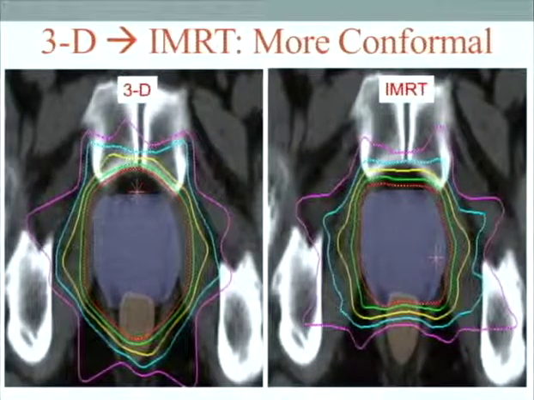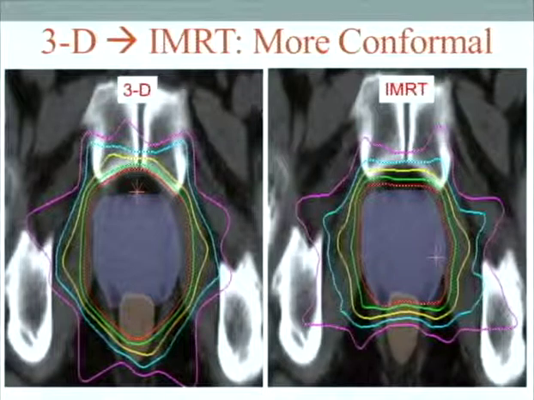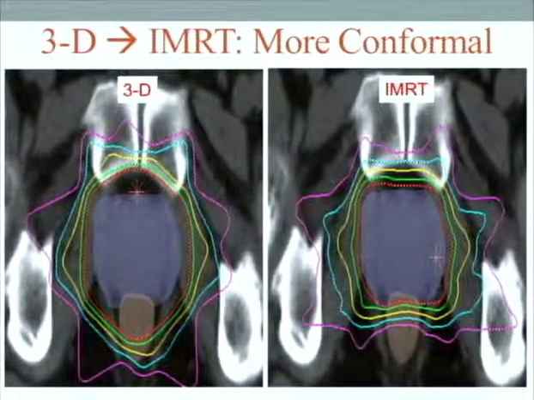The difference is that a majority of the rectum is also in that red line with 3D planning, whereas with IMRT, only a very small portion of the rectum receives that full dose. And that's the real benefit of IMRT, in that the dose conforms more closely to the target. It's more conformal.